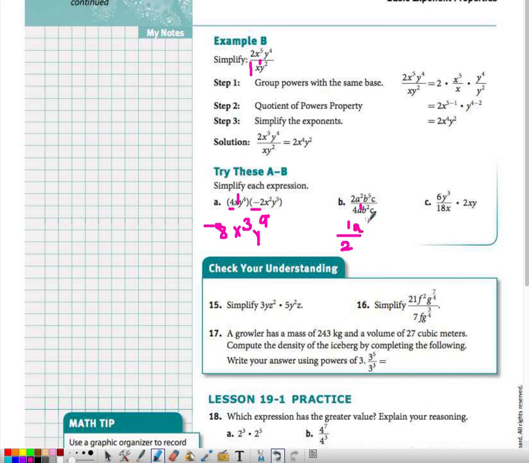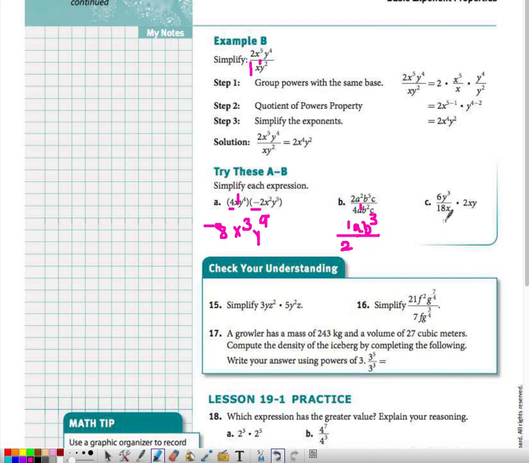B to the 5th over b to the 2nd is b to the 3rd, and c divided by c cancels out. So we would have 1a b to the 3rd over 2, or you could leave the 1 off and say a b to the 3rd over 2.